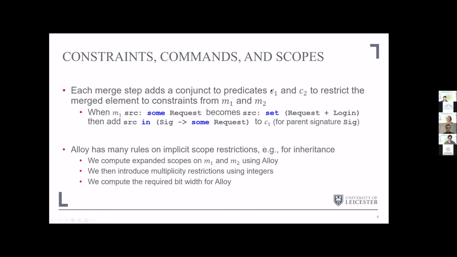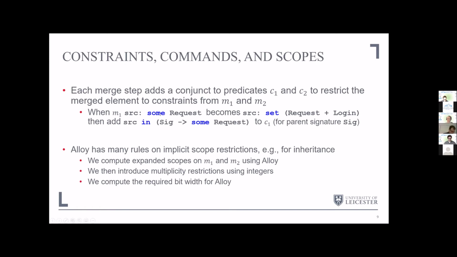So these things that we need to pick up on the way, they are the predicates C1 and C2 to express the semantics of model 1 and model 2 in the new model. So in this example, if we transform this field where we had some request to a set of request and login, then we add a constraint that the relation that we describe with this field is restricted to the relation that it had in the semantics in the previous model.